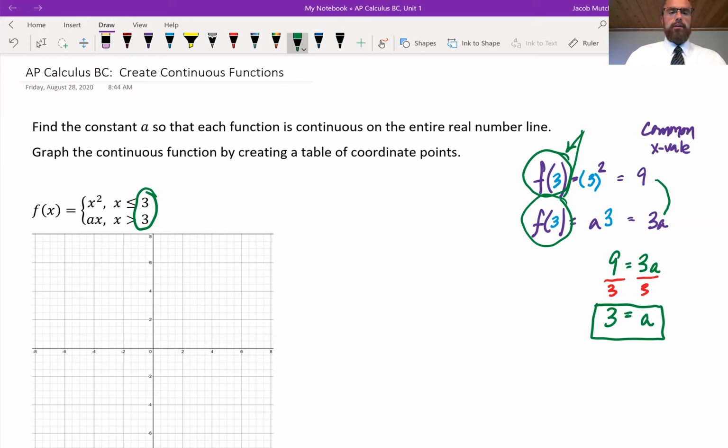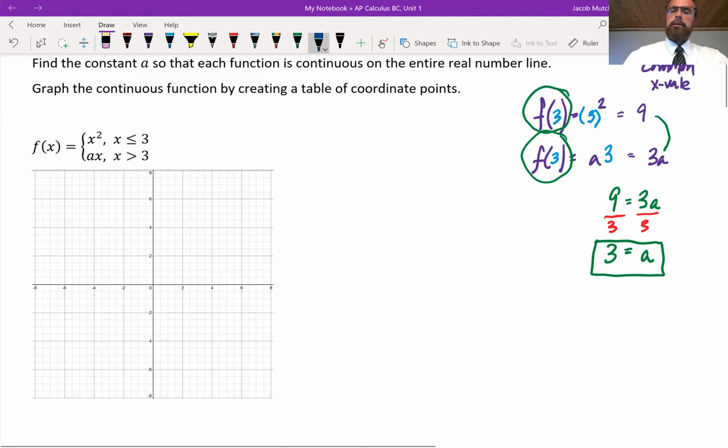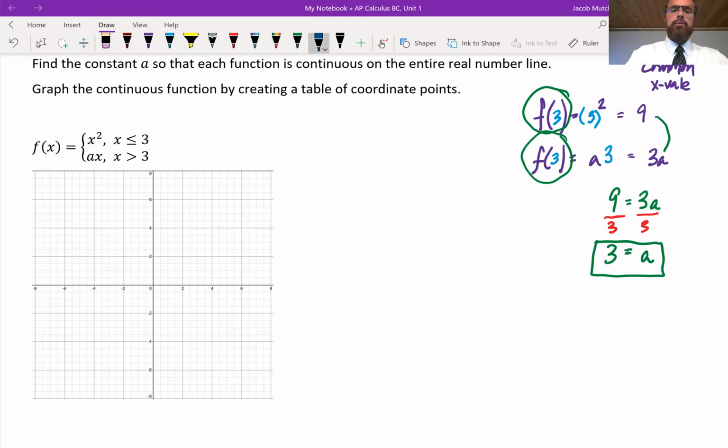Well, the proof is in the graph, really. So where I'm going to head now is to graph this piecewise function. And my hope is that with the a value of 3, the 2 functions meet up, both at the same x value and the same y value. So I'm going to create a table of values here. And because it's a piecewise function, I'm going to make it 3 columns broad.